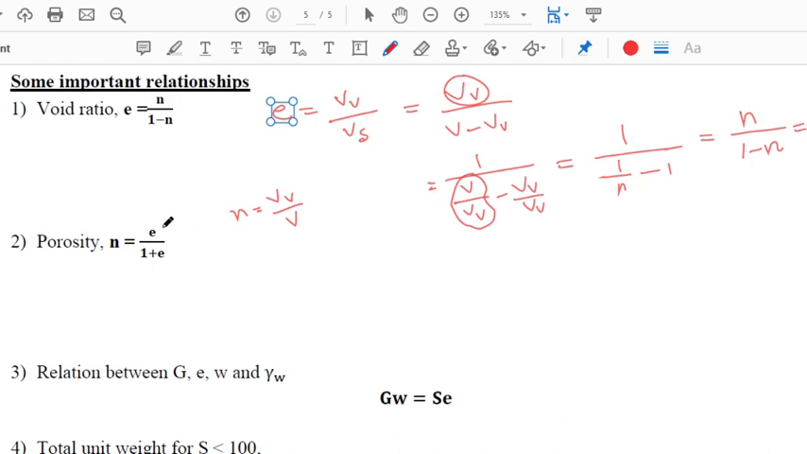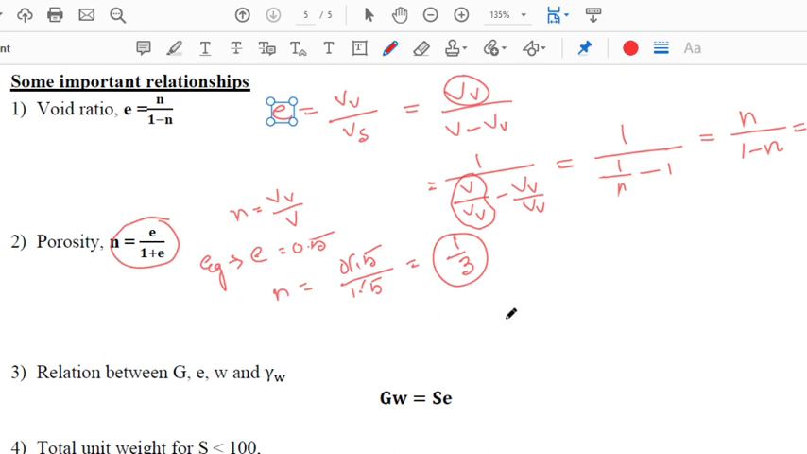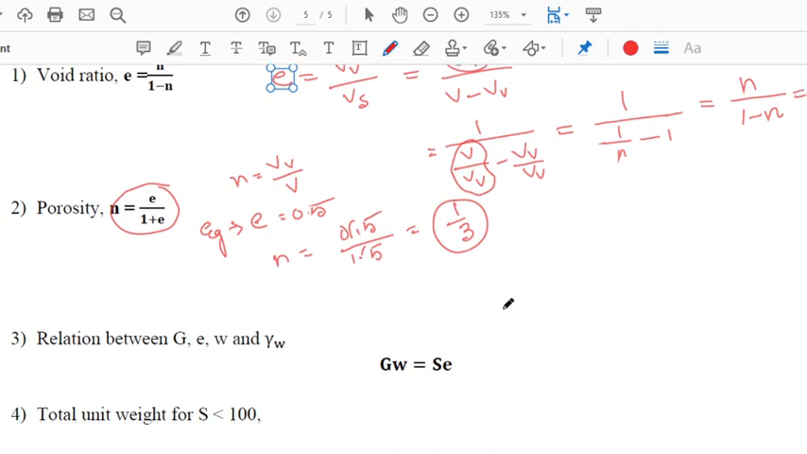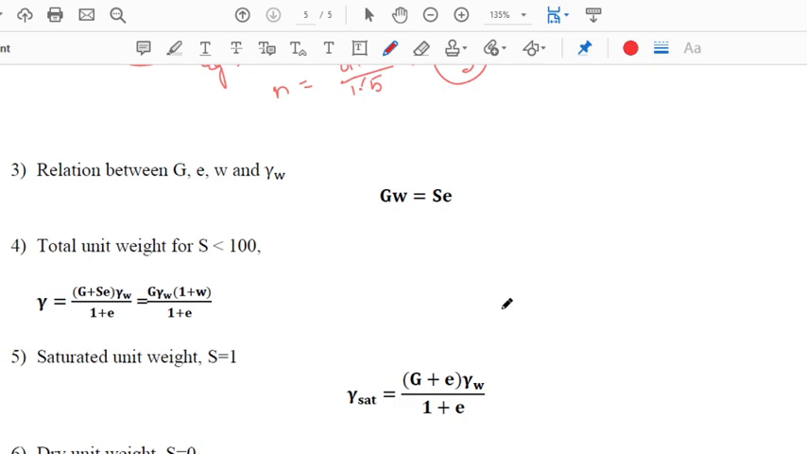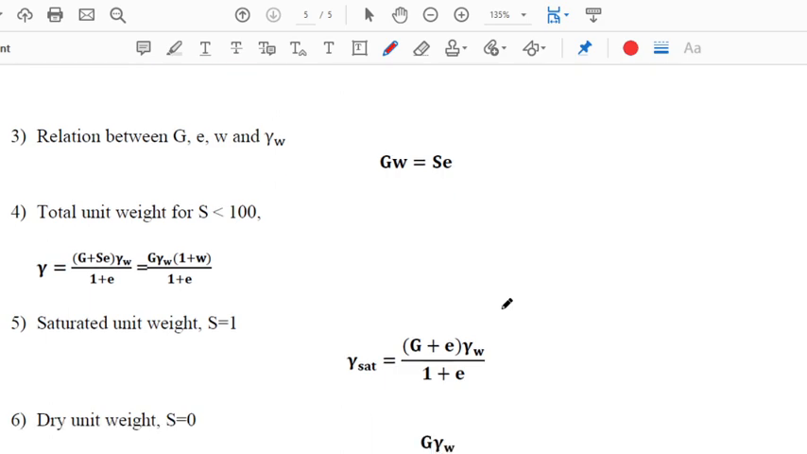Similarly, we can find this also. If you're given the value of e, say e is 0.5, and you're asked to find n, what will it be? Say, as an example, we find 0.5 divided by 1.5, so it will be 1/3. Right, this way we can find the various values. I'll come to the questions in my next videos, and discuss different questions based on these relationships.